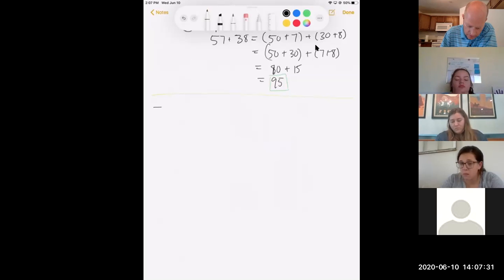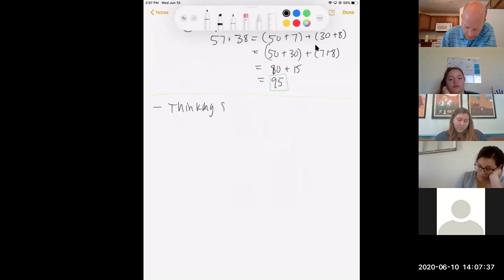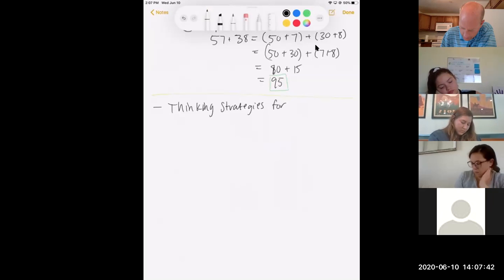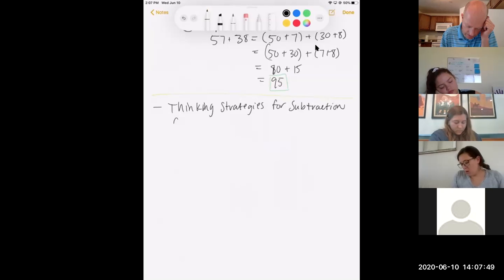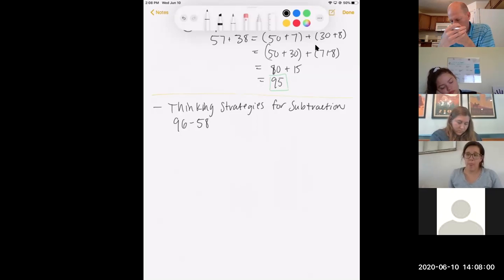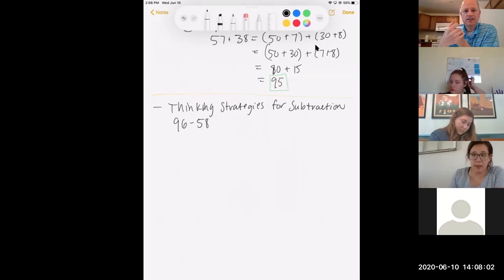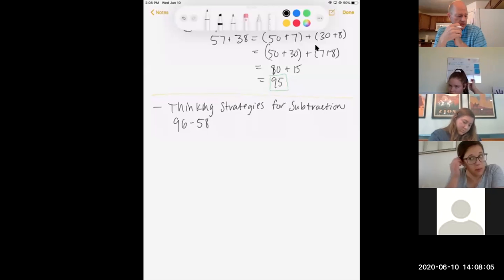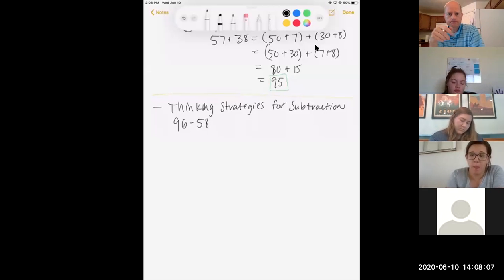Let's go over to some new ones, thinking strategies for subtraction. Okay, and our example that we're going to use is 96 minus 58. So 96 subtract 58. Let's hear some ideas about how we can do this problem. Does anybody have any ideas that they've done before with subtraction, maybe, that they'd like to share about how to do this one?